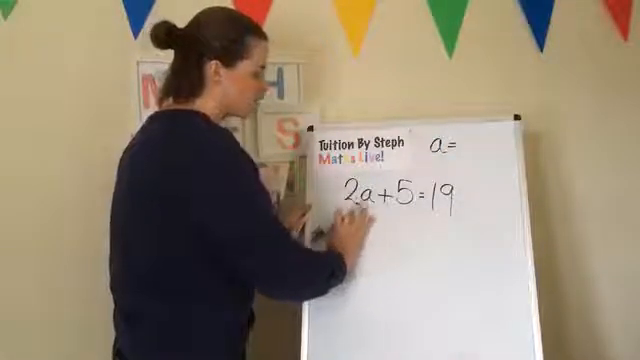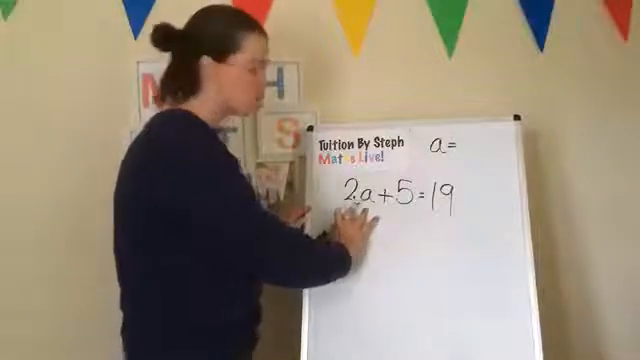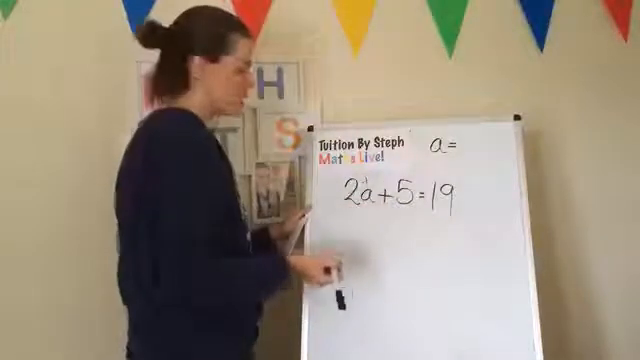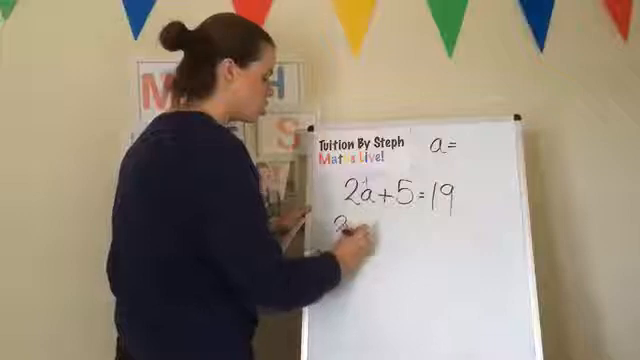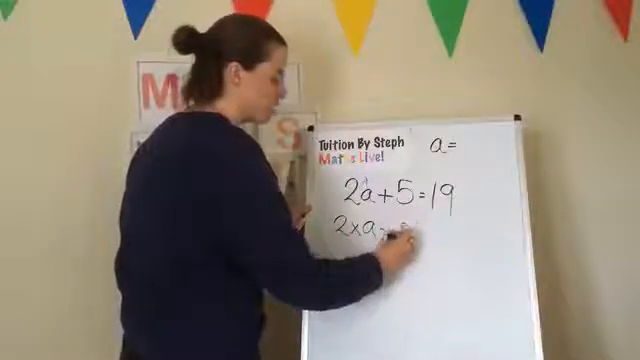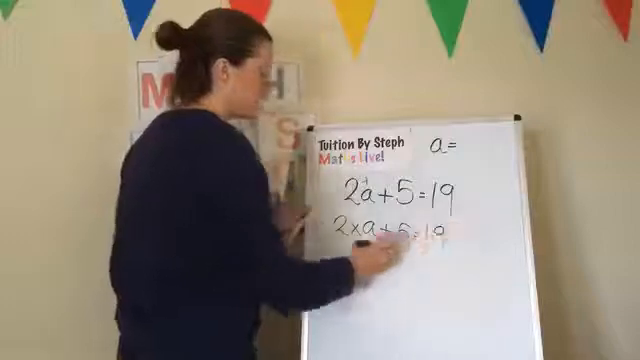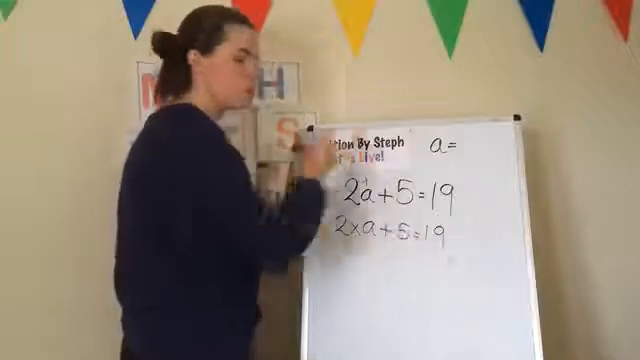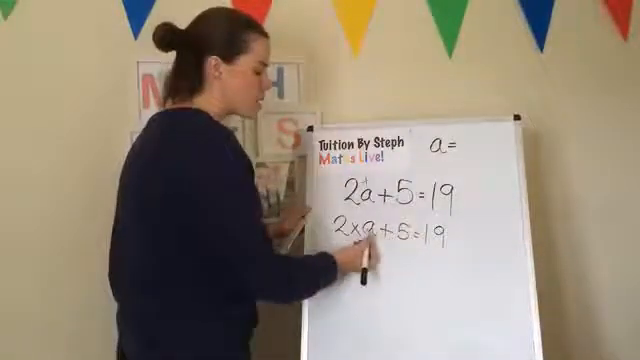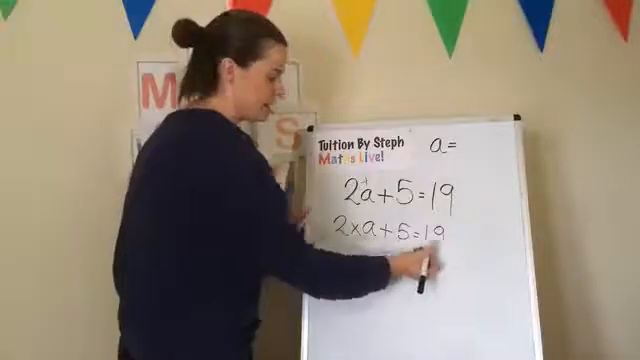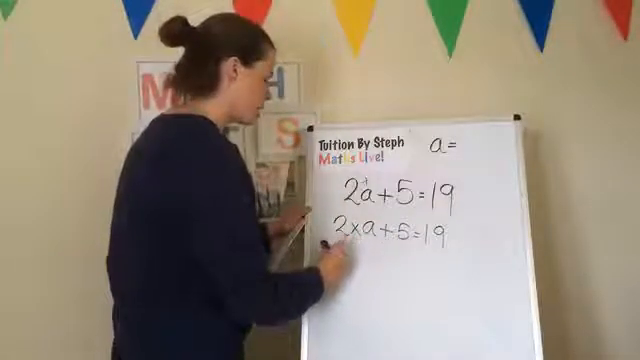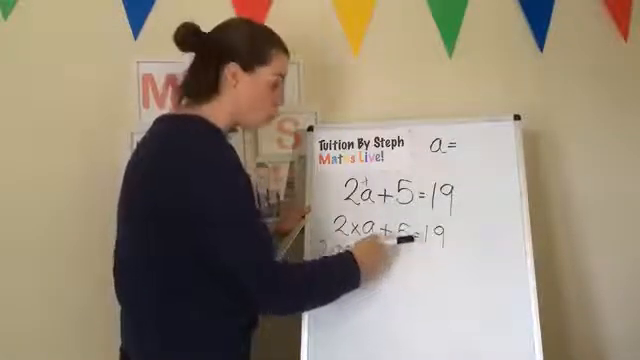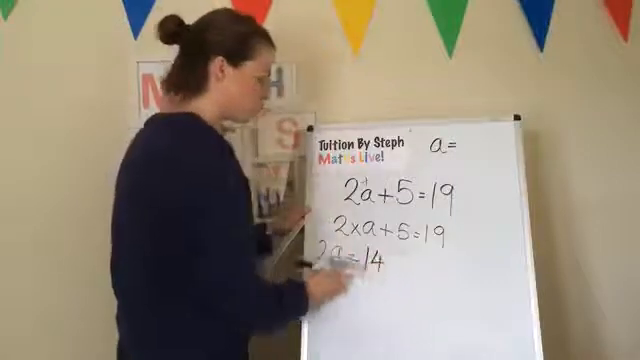If a number and a letter are squashed together like that, there is a hidden multiplication sign. So what it actually is: 2 times a plus 5 is 19. So it's 2 times something plus 5 is 19. What we need to do is start doing the inverse. We added 5 to this to get 19, so let's take away 5. So 2a, now 19 take away 5 is 14. So 2a now equals 14.